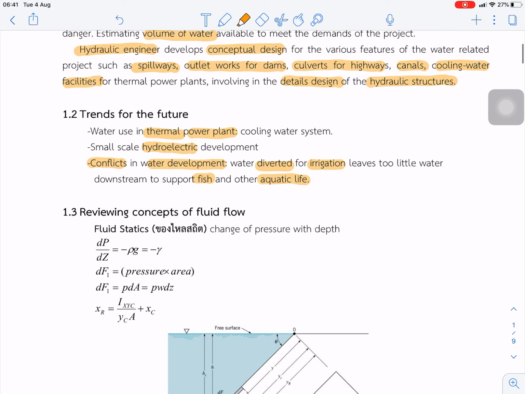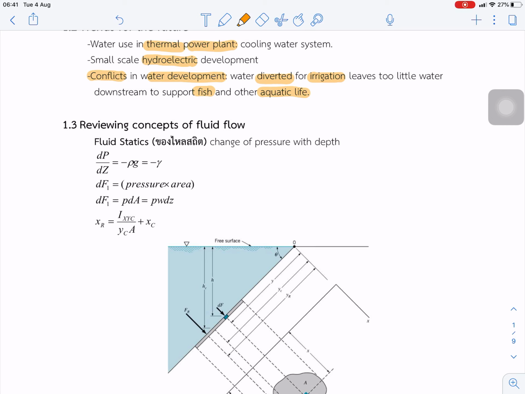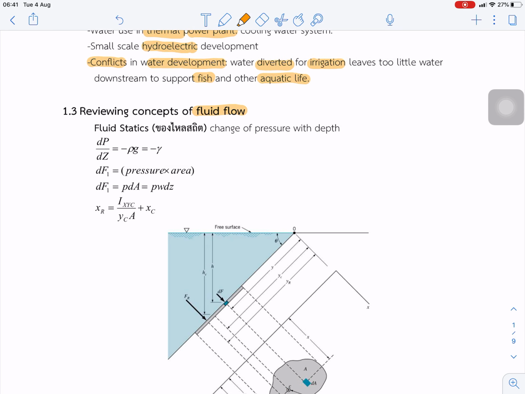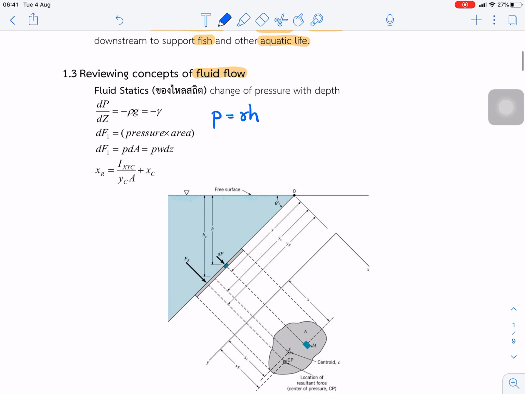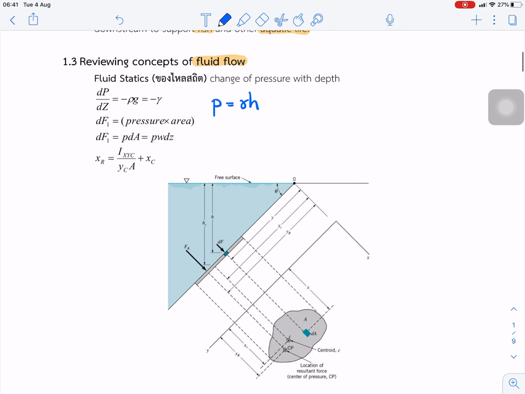Okay. The next topic is reviewing the concepts of fluid flow, just to review from the hydraulic course. The first topic is fluid statics. If we write in terms of P equal to gamma h, in this case, because the depth of the flow is decreased, it is negative, so we get the minus sign for the minus gamma.